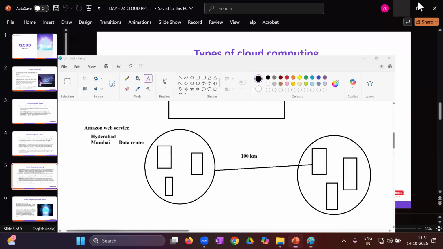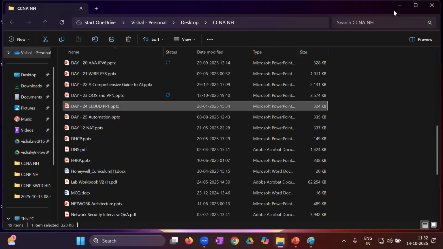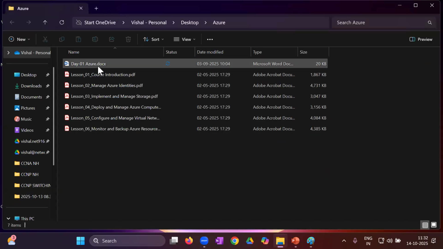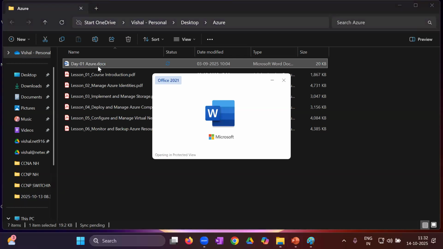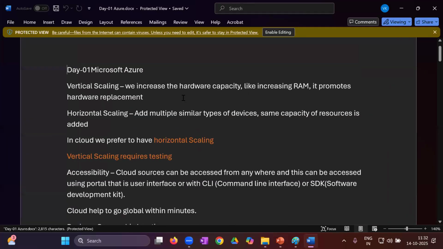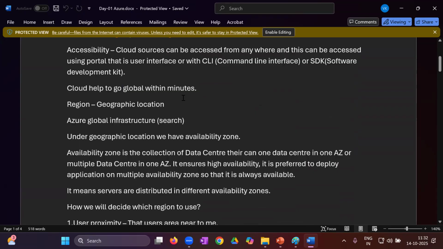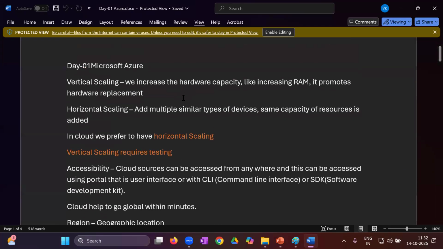Now see one more thing. I will not be explaining all these things, but certain basic things. Okay, see here. What it says in the cloud is that we have an option of vertical scaling and horizontal scaling. Understand the differences between them.